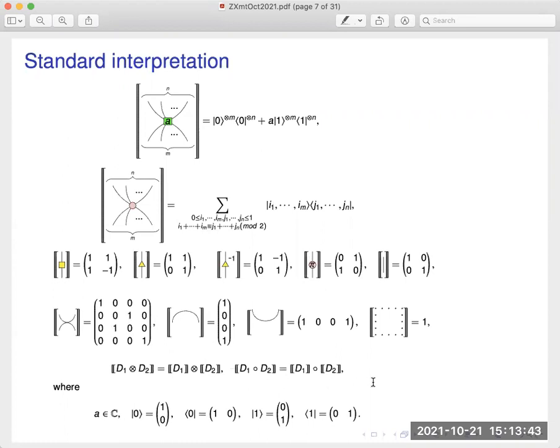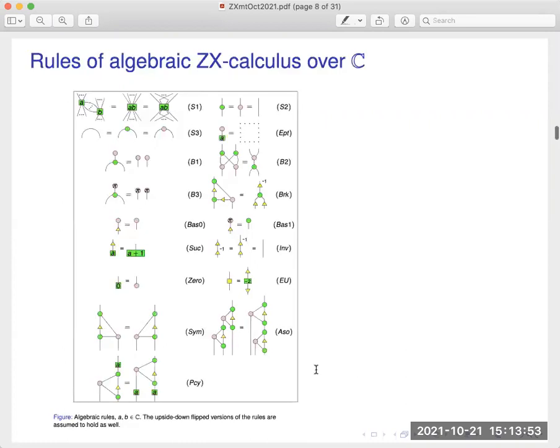And all the others, the interpretation, all the diagrams are just the usual tensor and the sequential composition. So the rules are here. I don't want to explain all of the rules. So, the rules here, like the fusion rule, that's the usual one.